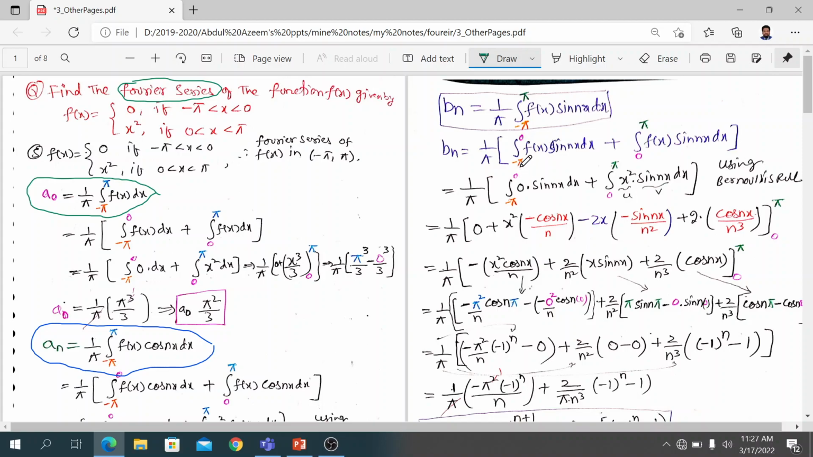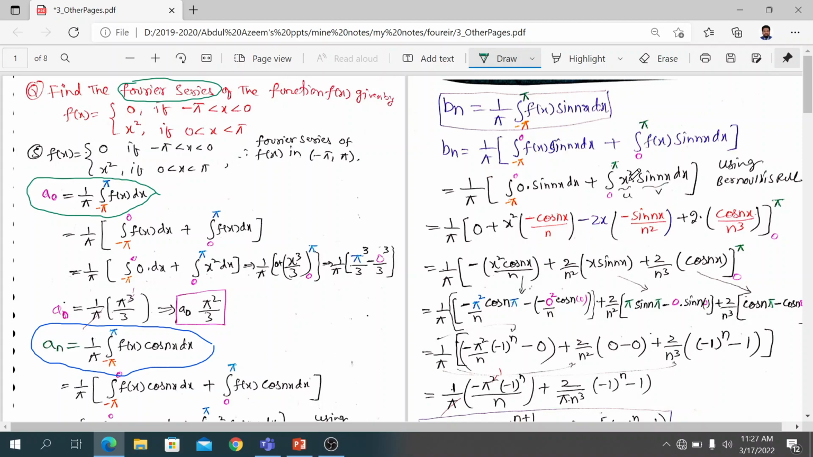What is f of x? Between minus pi to 0 it is 0, so 0 into sin nx, plus f of x from this limit is x square. So this is x square sin nx dx. 0 into something is all 0. Now this is uv, using Bernoulli's rule.